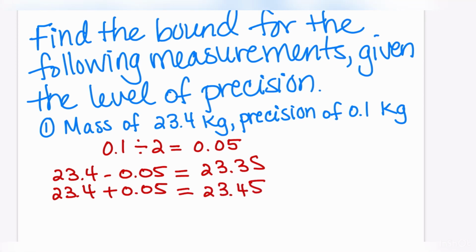So then the bound is going to be 23.35 is less than or equal to m, we can use m for mass, which is less than 23.45, and there I have created my bound for this problem. So no matter what they're asking you to do, the steps are always the same. You take the level of precision, you divide it by 2, you subtract it from the value they give you, and you add it to the value they give you, creating this inequality where the first inequality symbol is less than or equal to, and the second one is less than.